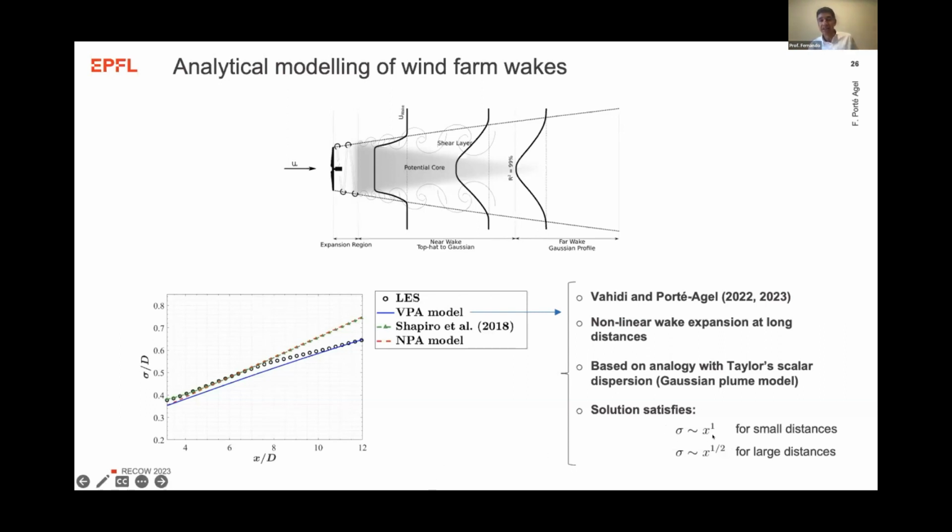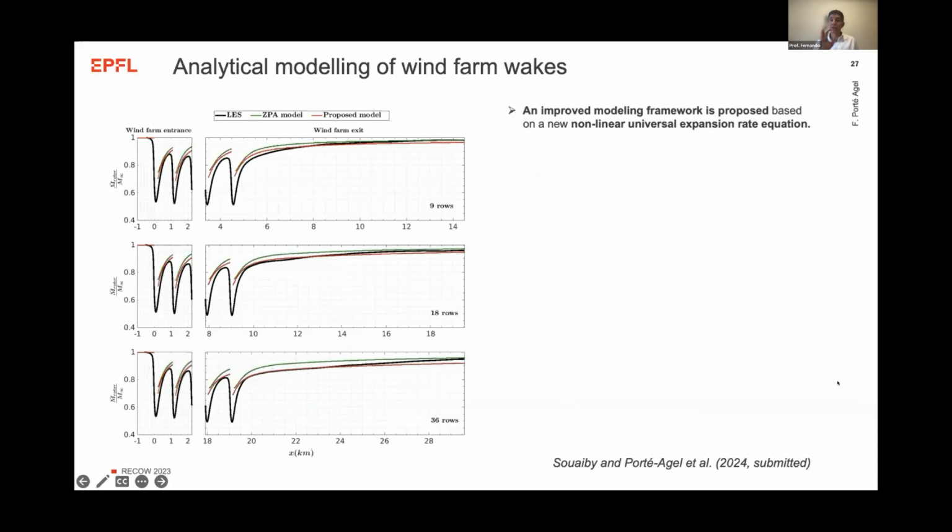Interestingly, the solution satisfies that the plume, and again, this is our solution for wind turbines, following the analogy. Of course, they are not exactly the same, but we use that analogy a bit. They will expand linearly for a relatively short distance, let's say up to 8, 10 rotors, and then smoothly transition towards scaling with the distance to the power 1/2, the square root of the distance. This has already been published, and we have just applied it to this situation.